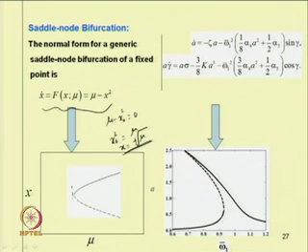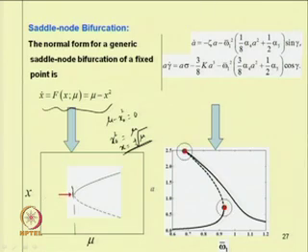then this will yield imaginary roots or imaginary values, which is not possible. So we do not have any response up to this point, and then at mu equal to 0, x becomes 0. But for mu greater than 0, we have two solutions.